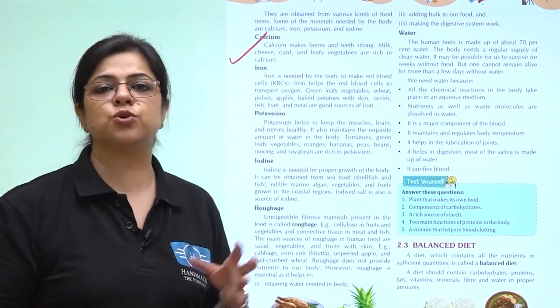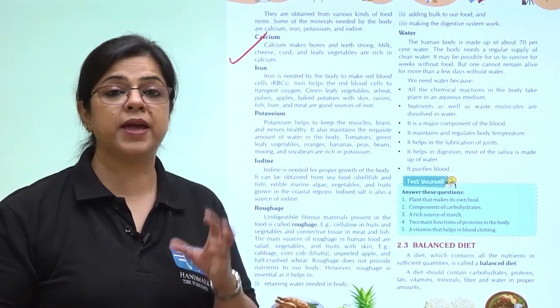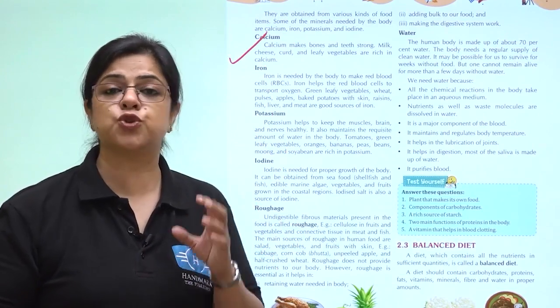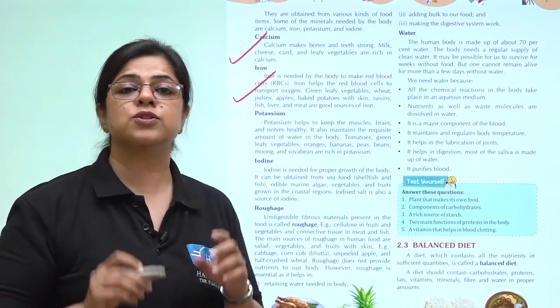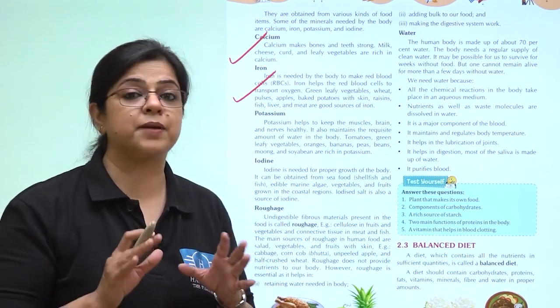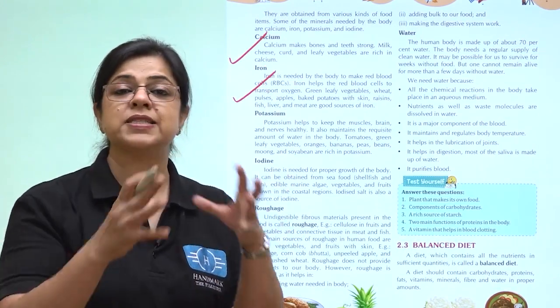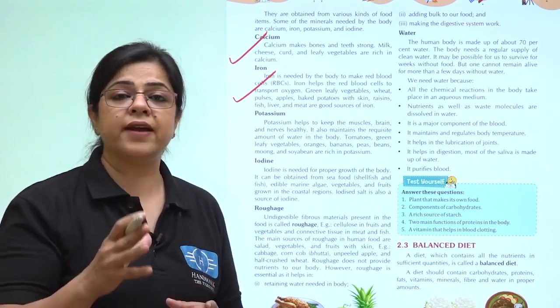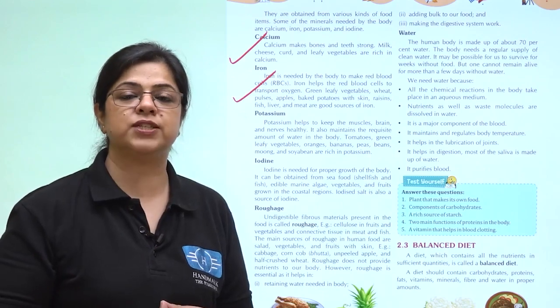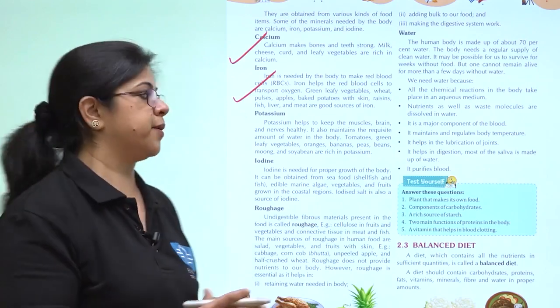Calcium, the main source of calcium is milk. Calcium is very important in building up strong bones and teeth. Iron is needed in the body to make RBCs or red blood cells. These red blood cells bind the oxygen and carry it throughout the body. Iron is mainly found in green leafy vegetables, fish, liver, etc.